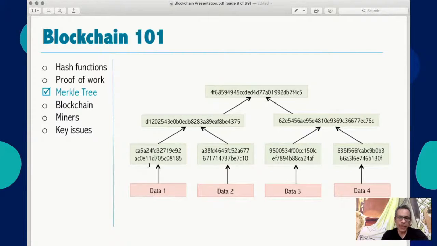Then what we do is we take the hashes of 1 and 2 and concatenate them to each other and rehash it, and then we get this. Similarly for 3 and 4, we get this. Then we take these 2, concatenate, again run a hash. We continue to do this process till we are finally left with one single hash, which is this example here.